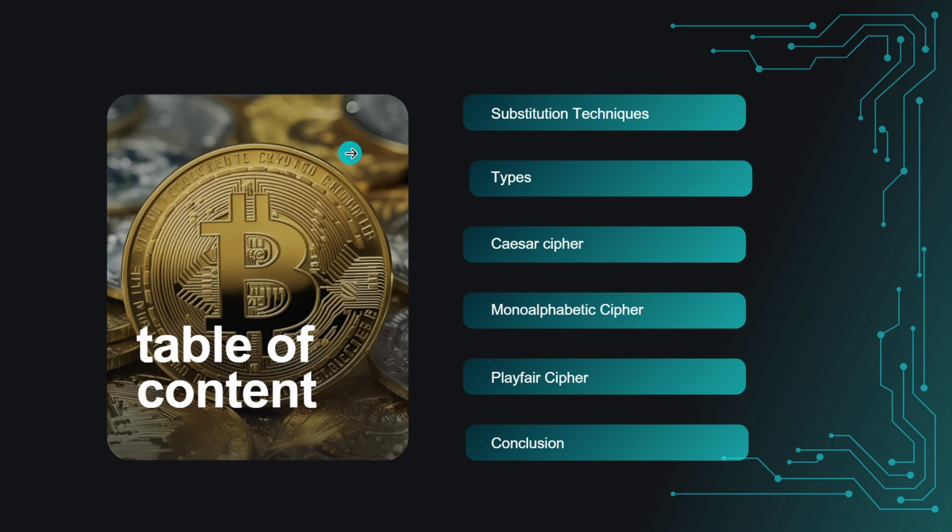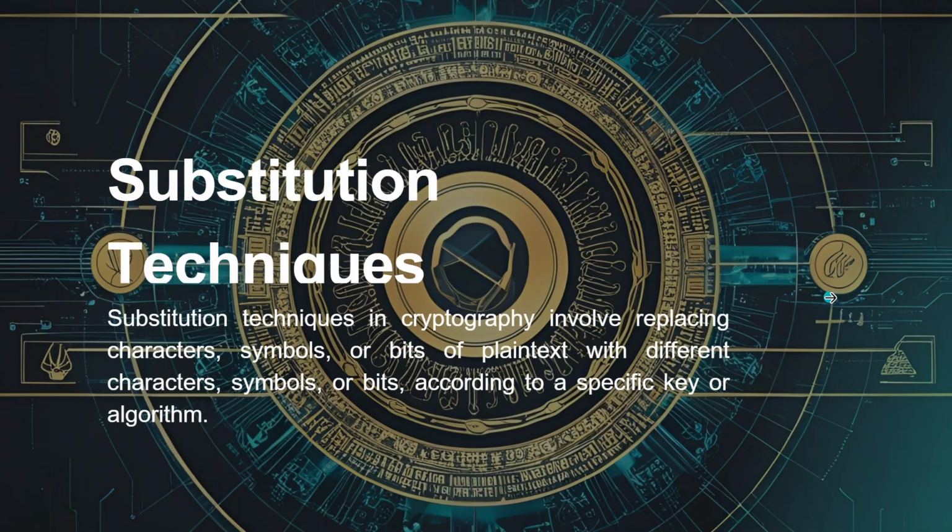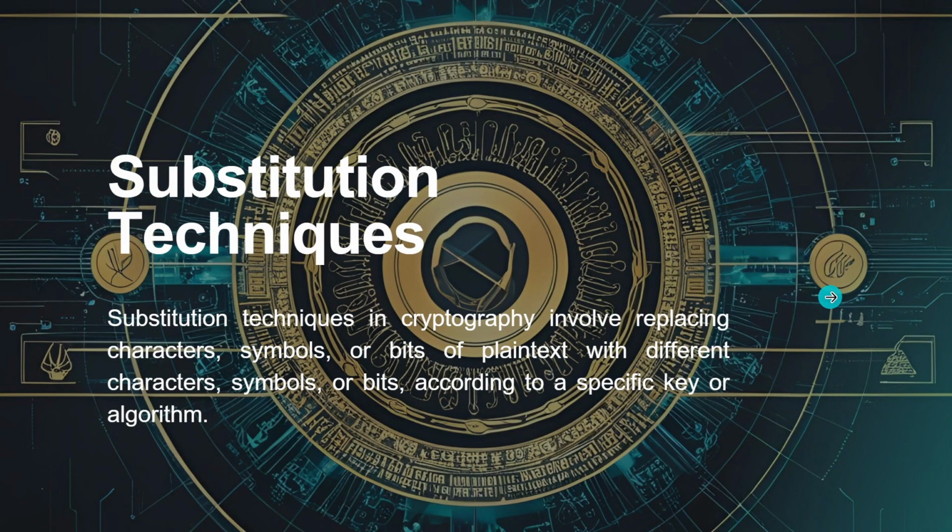So today we are learning the substitution techniques, types, Caesar cipher, monoalphabetic cipher, Playfair cipher, and then conclude it. So very first, substitution techniques. Substitution techniques are some of the oldest and most fundamental methods of encryption in cryptography. Let's see how they work.